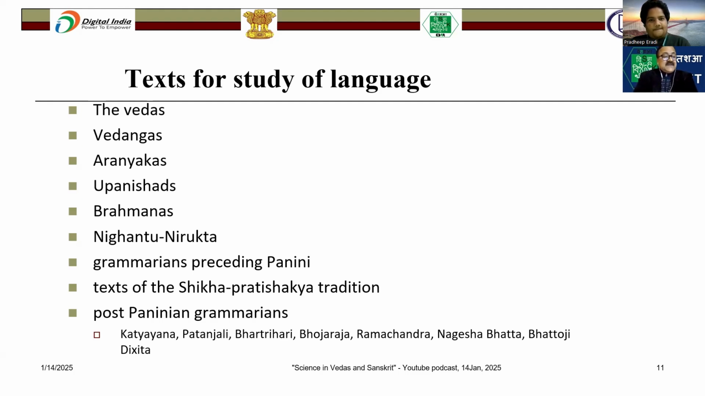And the post-Paninian grammarians, for example, Katyayana, Patanjali, Bhartrihari, Bhojaraj. Some of them may have been mathematicians also. Bhojaraj, Ramchandra, Nagesh Bhatt, Bhattoji Dikshita, all of them, the huge tradition of linguistic studies, right from the Vedic times all the way up to the 18th, 19th century.